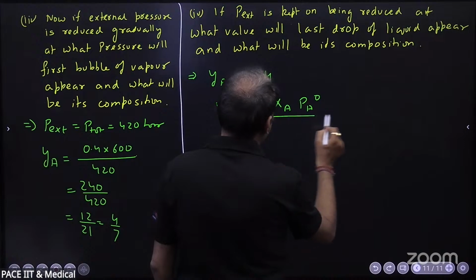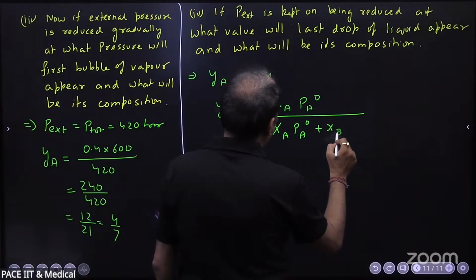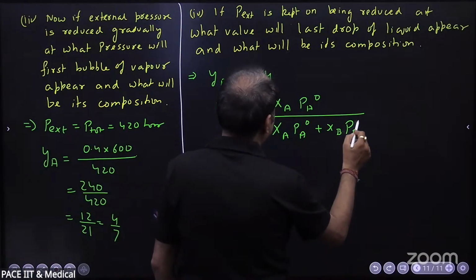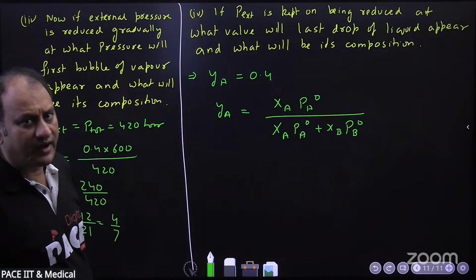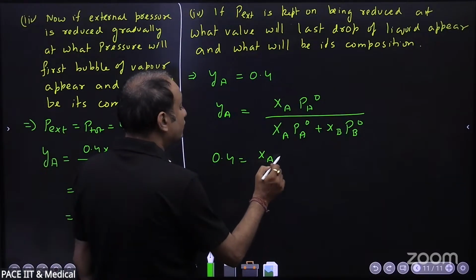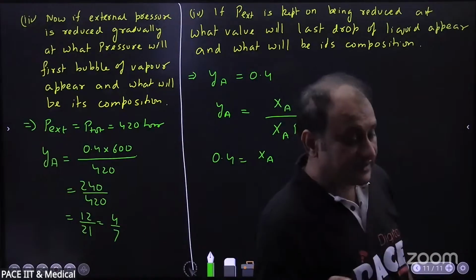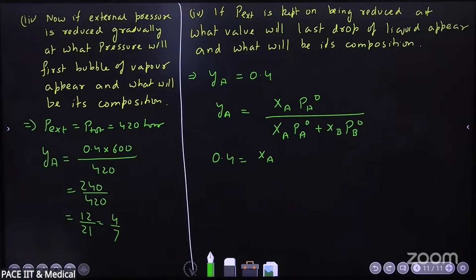YA will be XA naught upon XA naught plus XB naught. YA is given to us as 0.4. XA we do not know now. Can't use XA as 0.4 now. As liquid will keep on evaporating, the mole fraction in liquid will change because A and B will not evaporate in the same ratio. So the mole fraction in liquid phase will continuously keep on changing.